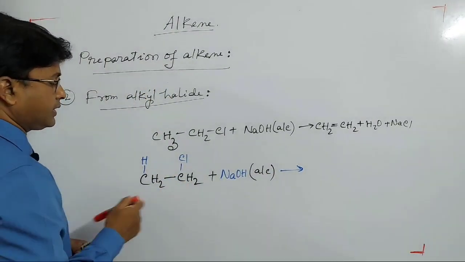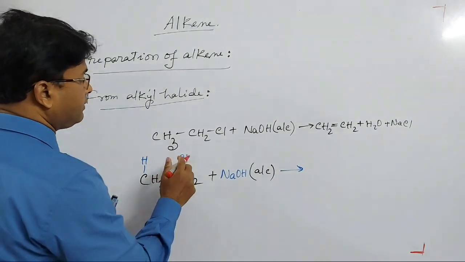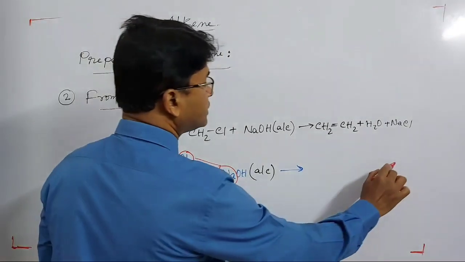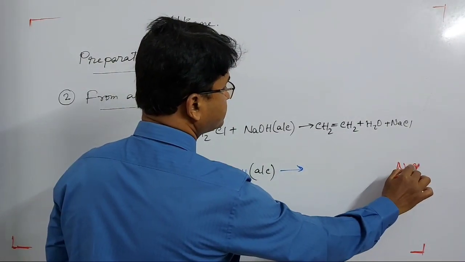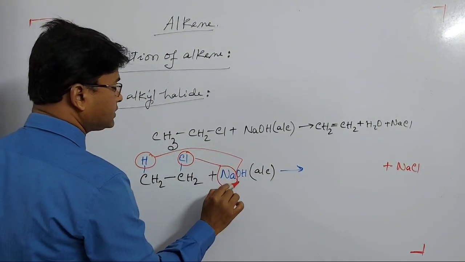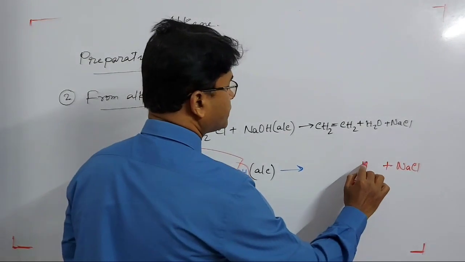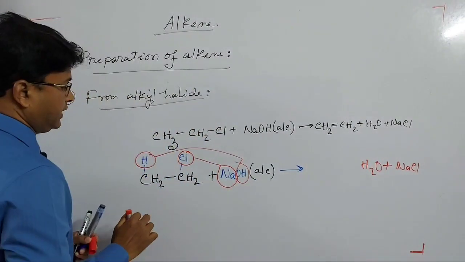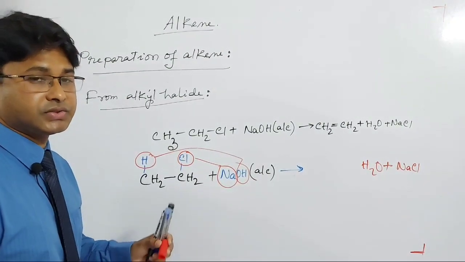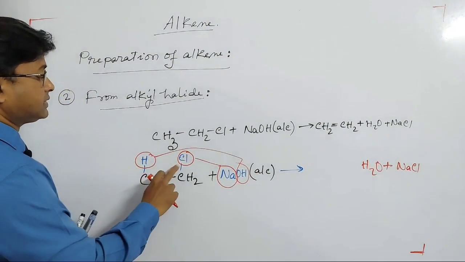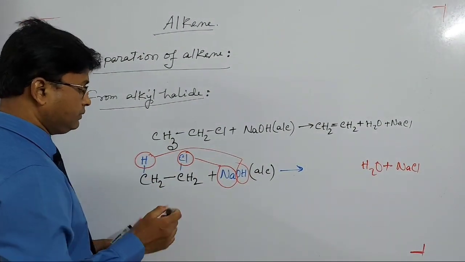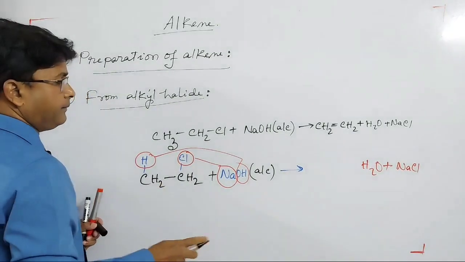this chlorine combines with sodium to produce sodium chloride, and this hydrogen atom combines with OH to produce water. And from this formula it can be seen, it can be understood easily, two bonds are broken here. That's why another new bond will form.